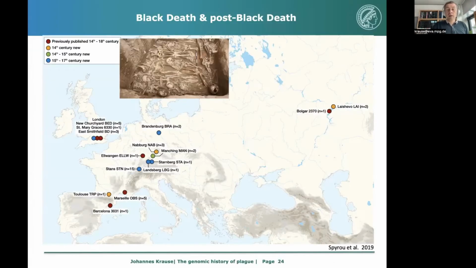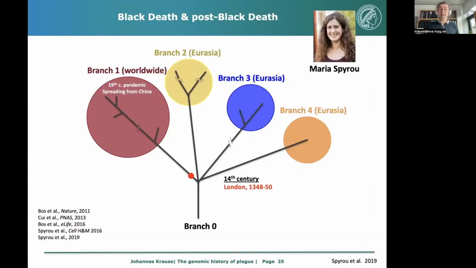We have then done a lot of work on post-Black Death, what happened after the Black Death, because plague was around for several hundred years in Europe, and we have looked at many different sites. We constructed many different genomes from different places in Europe from the centuries after the Black Death. That was largely done by Maria Spirou. So despite the Black Death genome from London, she also got a few Black Death samples from that time period of that major first pandemic.